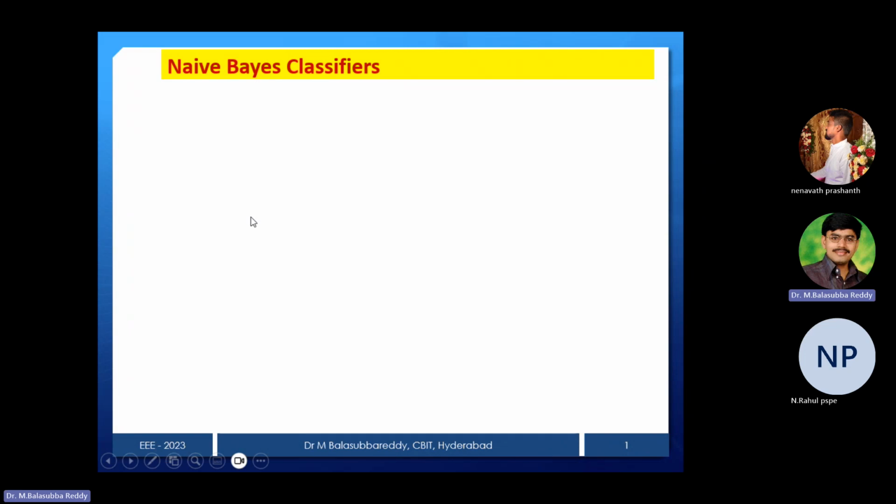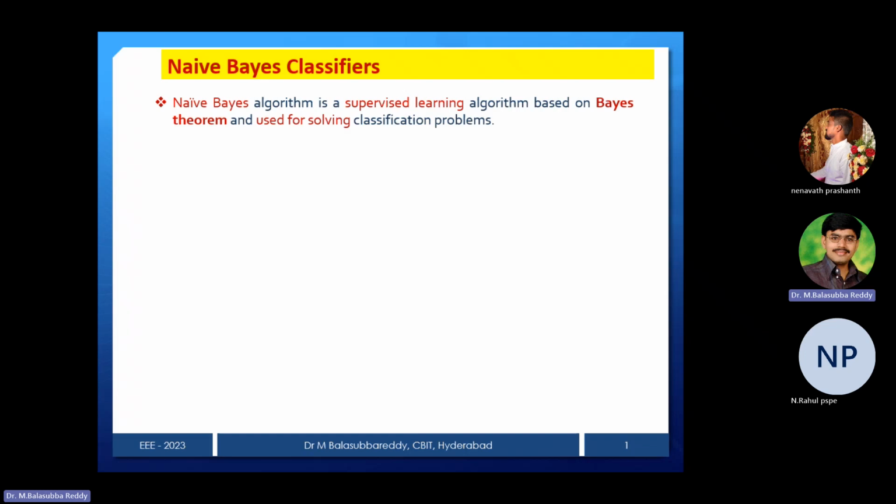Okay, we'll see another algorithm today. Last class we discussed support vector machines, which is also classification. There we had two classes that you need to divide separately, and when new data comes, we need to assign whether it belongs to class one or class two. Similarly, there is another classifier called the Naive Bayes classifier, which is again used for classification problems only.